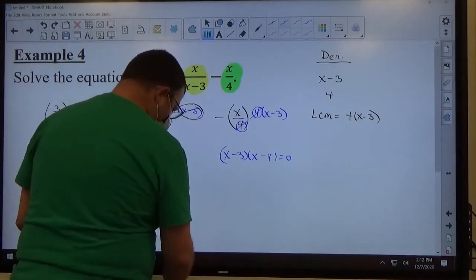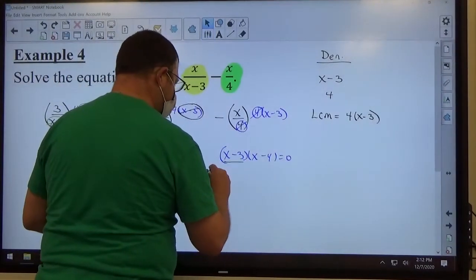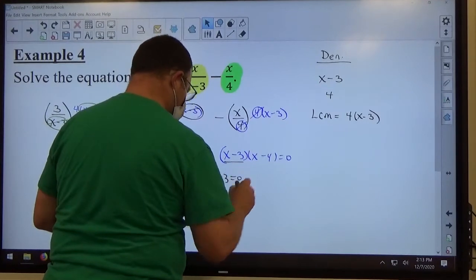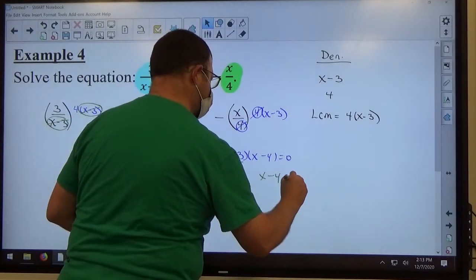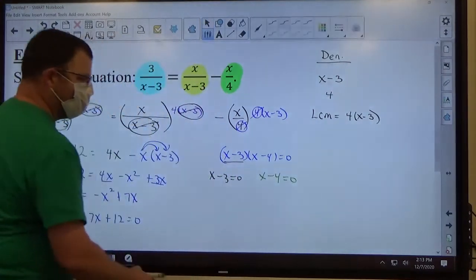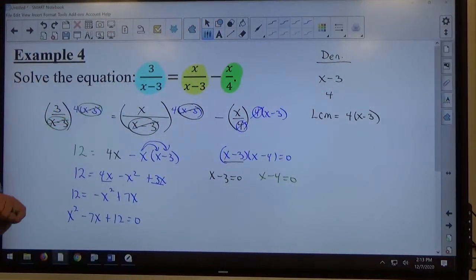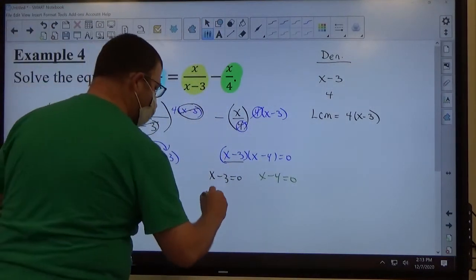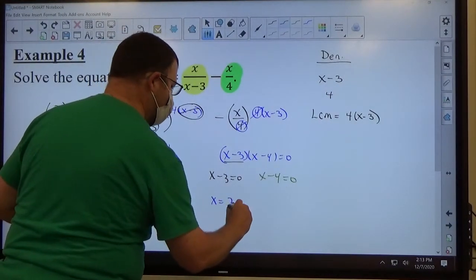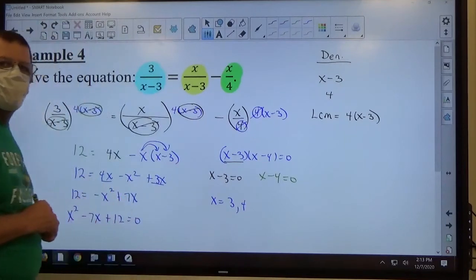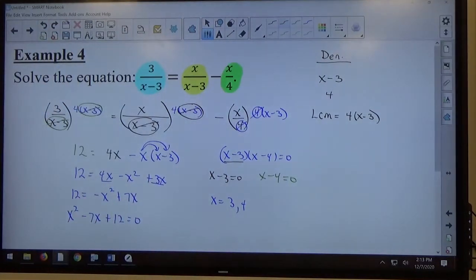Once I get factored form, either factor 1 equals 0 or factor 2 equals 0. Then I simply solve those by moving the 3 and the 4 over to the other side, change the sign. So when I move the 3 over, negative 3 moves over, becomes positive 3. Move the 4 over, negative 4 moves over, becomes positive 4. And that list, that's my answers to the problem.